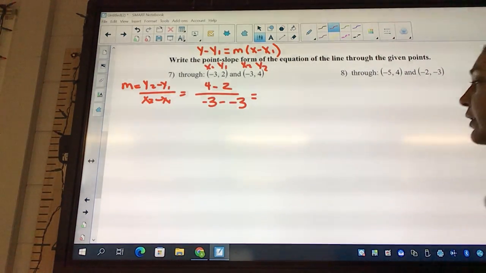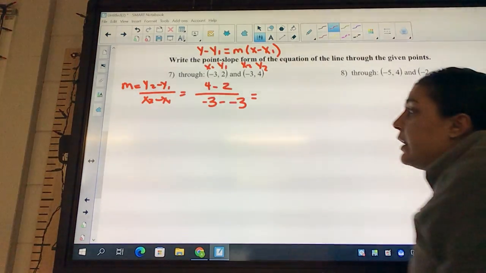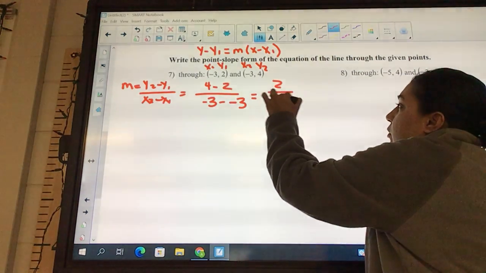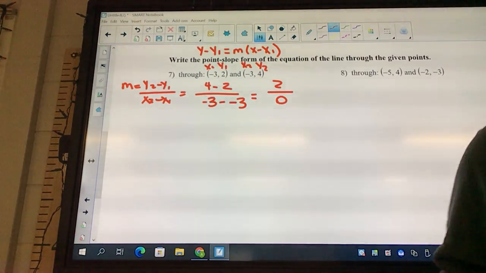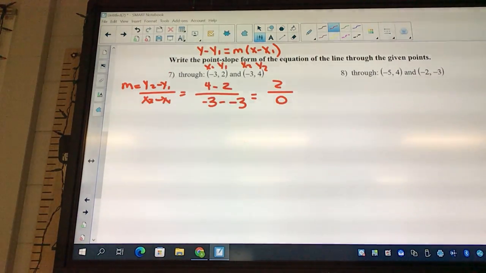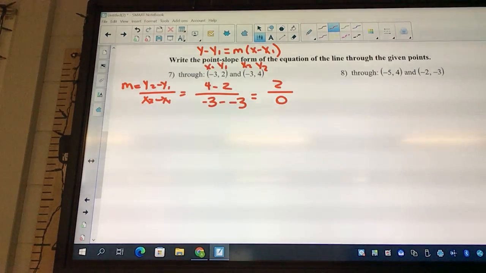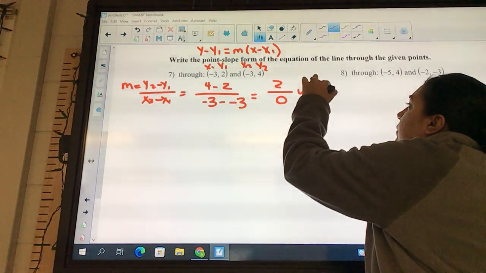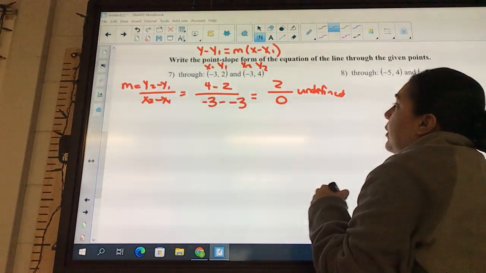Okay, so you could type this in the calculator. You should get some sort of math error. If you're doing it in your head, you're going to get 2 over 0. Okay, that's another one where it's like undefined. And so when we would plug this in, this would be our slope. Okay, we can say undefined.